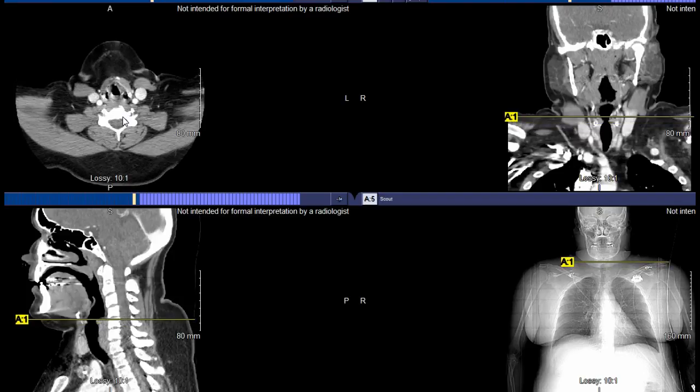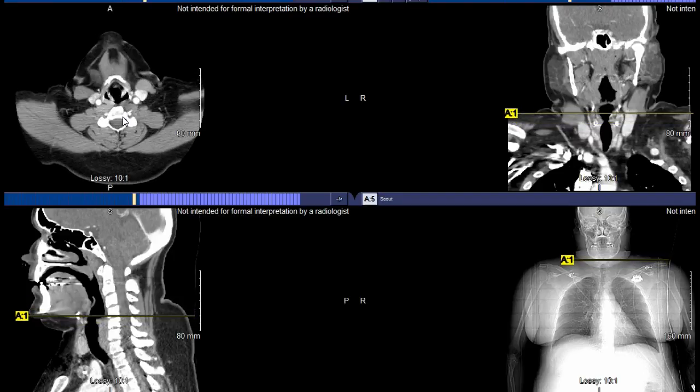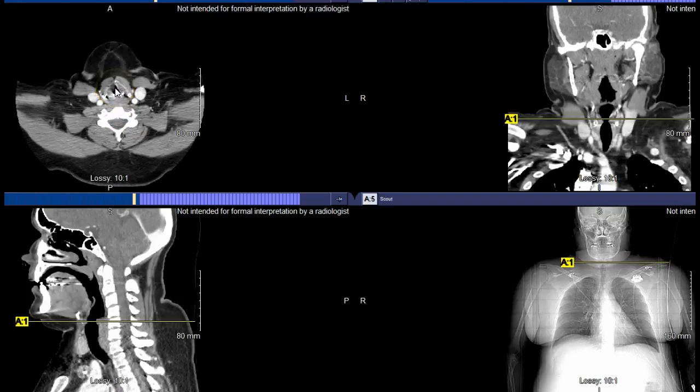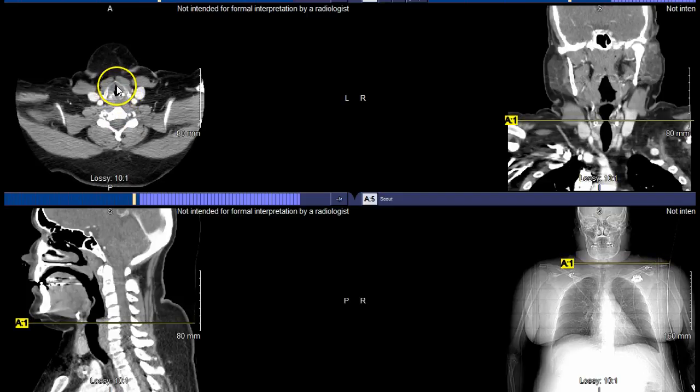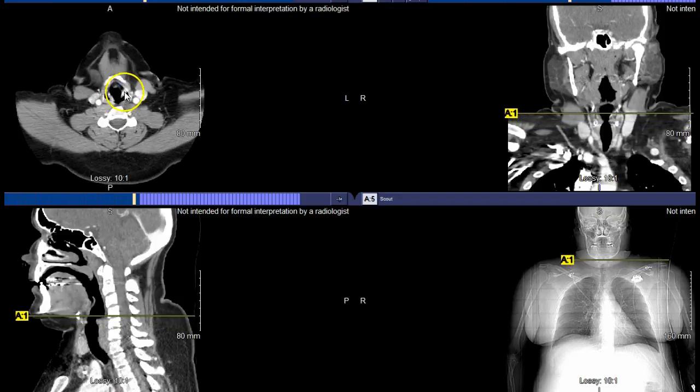Additional structures to highlight: I believe we talked about the glottis, and hopefully we've talked about the vocal cords that surround it. So here's the area of the glottis, and here are the true vocal cords on both sides of that area. Other structures, you can see the epiglottic fold right in there.